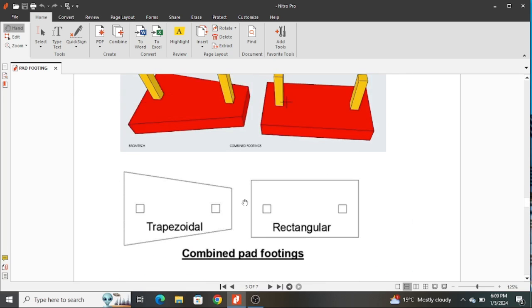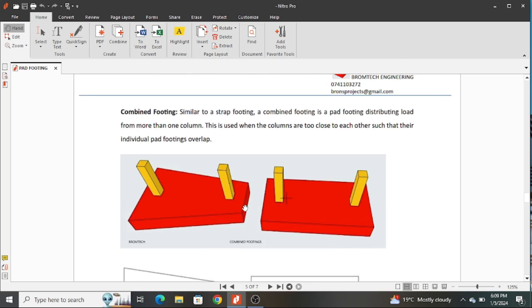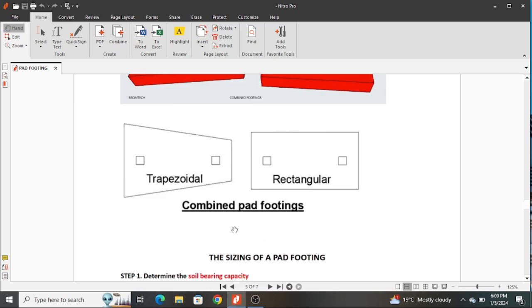Now, having talked about the types, these are just basic types that we will encounter on any site if you have been to construction sites. And there are much more. You can come up with your own depending on which load or which moment you want to counter in your site.